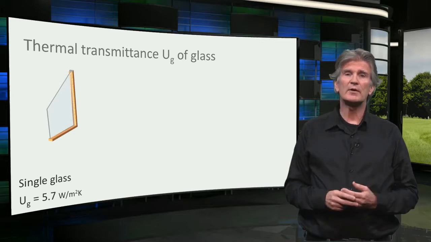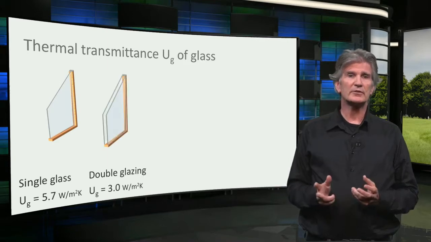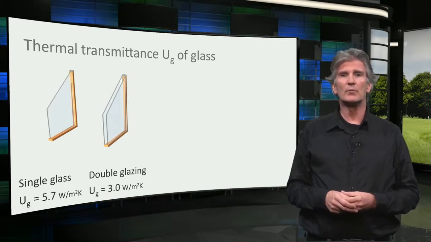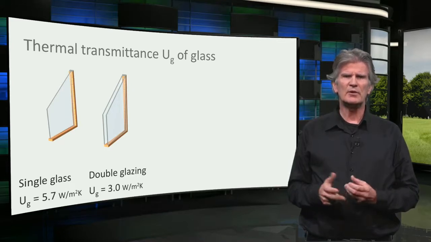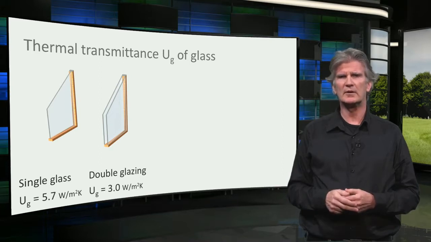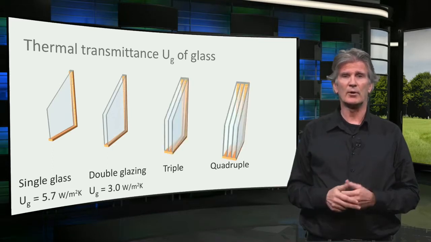To reduce the U value of glass, a few technologies are applied. First, adding additional layers of glass, thus creating one or more air cavities. By adding one extra layer, double glazing is created, with a U value of 3, which almost halves the heat losses compared to single glass. Double glazing is common nowadays. Triple glazing is more and more applied, and even quadruple glazing is on its way.